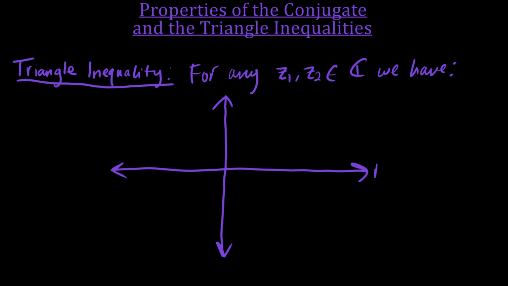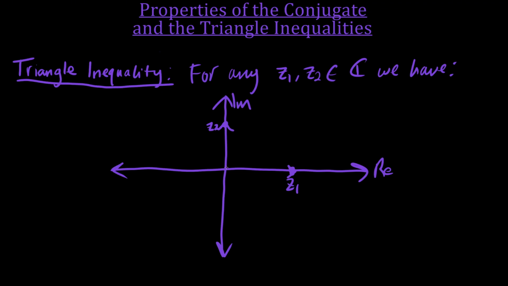Okay, so we'll label this real and this one imaginary. Great. And let's say that we have a complex number z1 somewhere over here and a complex number z2 over here. And remember, geometrically, we can represent complex numbers as vectors in R2. So we'll draw these as vectors.